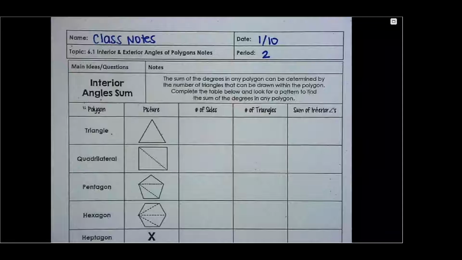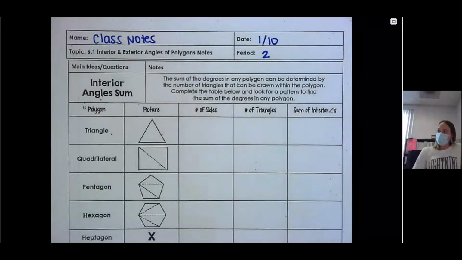What's a polygon? If you had to say it in your own words. It's a shape with a lot of sides. Okay. What kind of sides are in the polygon? Are they straight? Are they curvy? They're all straight sides. Yes.